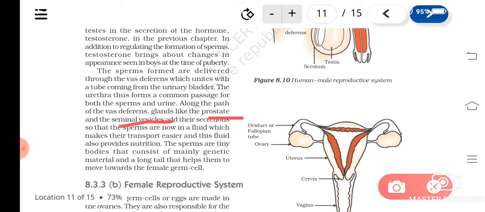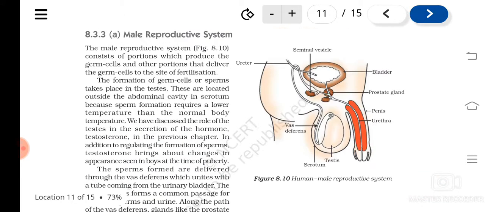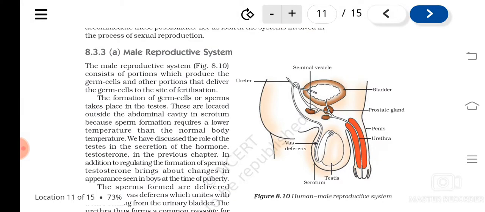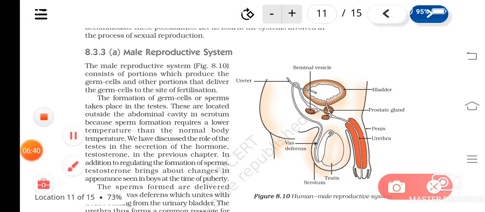So about the male reproductive system, you understood what the parts of it are. This diagram is also important. You have to draw and practice. This is the external genital organ called the penis. Then you can see the prostate gland, the seminal vesicle, and the vas deferens, that is originating from this testis.